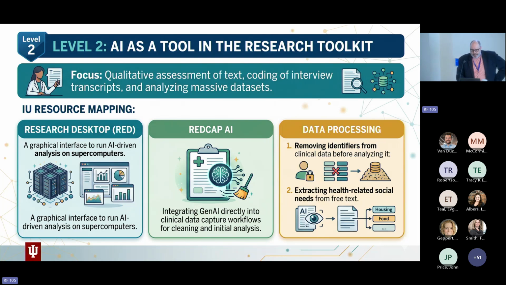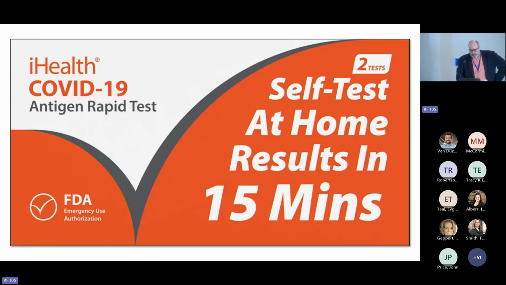So examples of AI as a tool in the toolkit: we can read full chart notes and extract different types of information out of it. Again, you need to have this data in a clearly secure environment that fits the security requirements of your data.